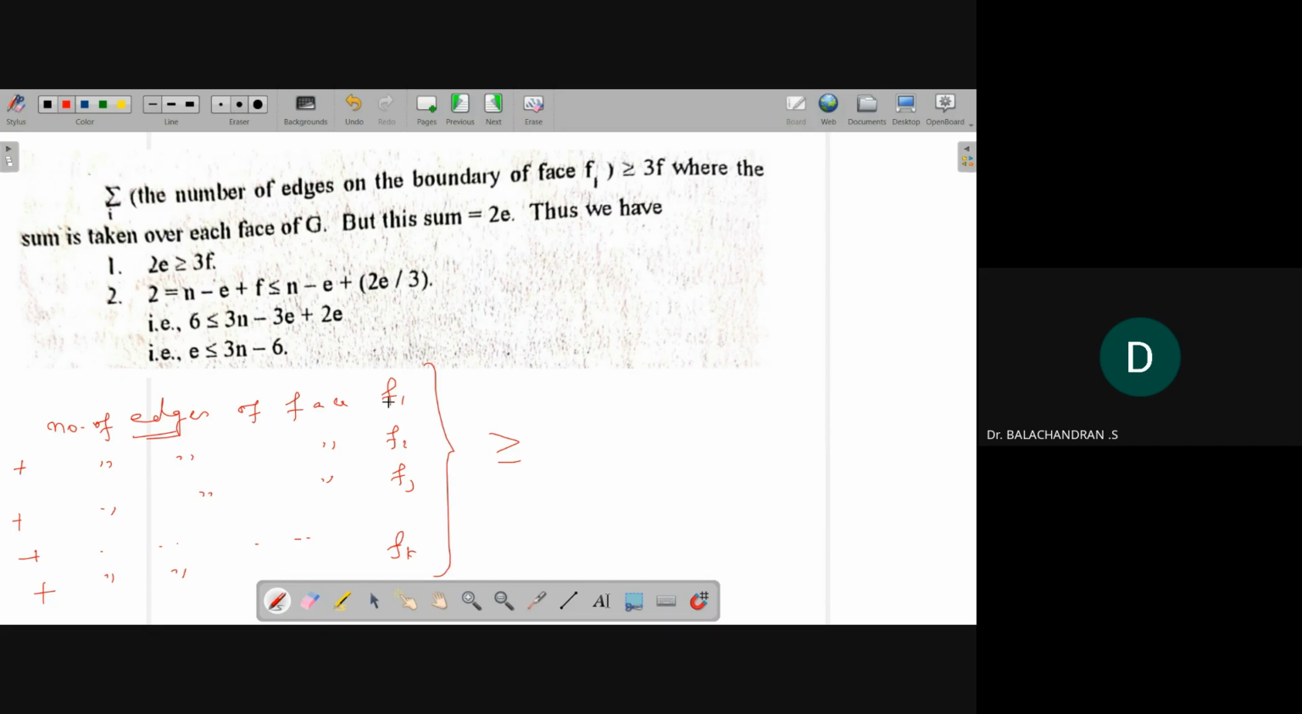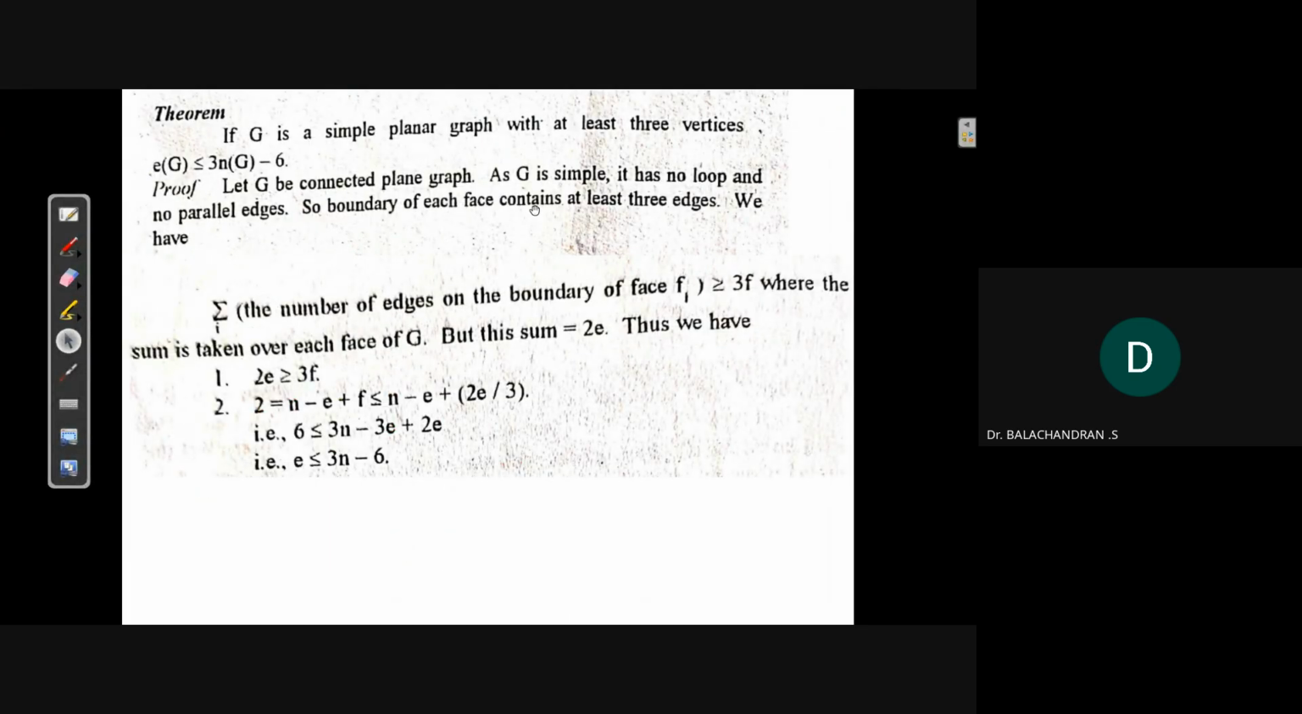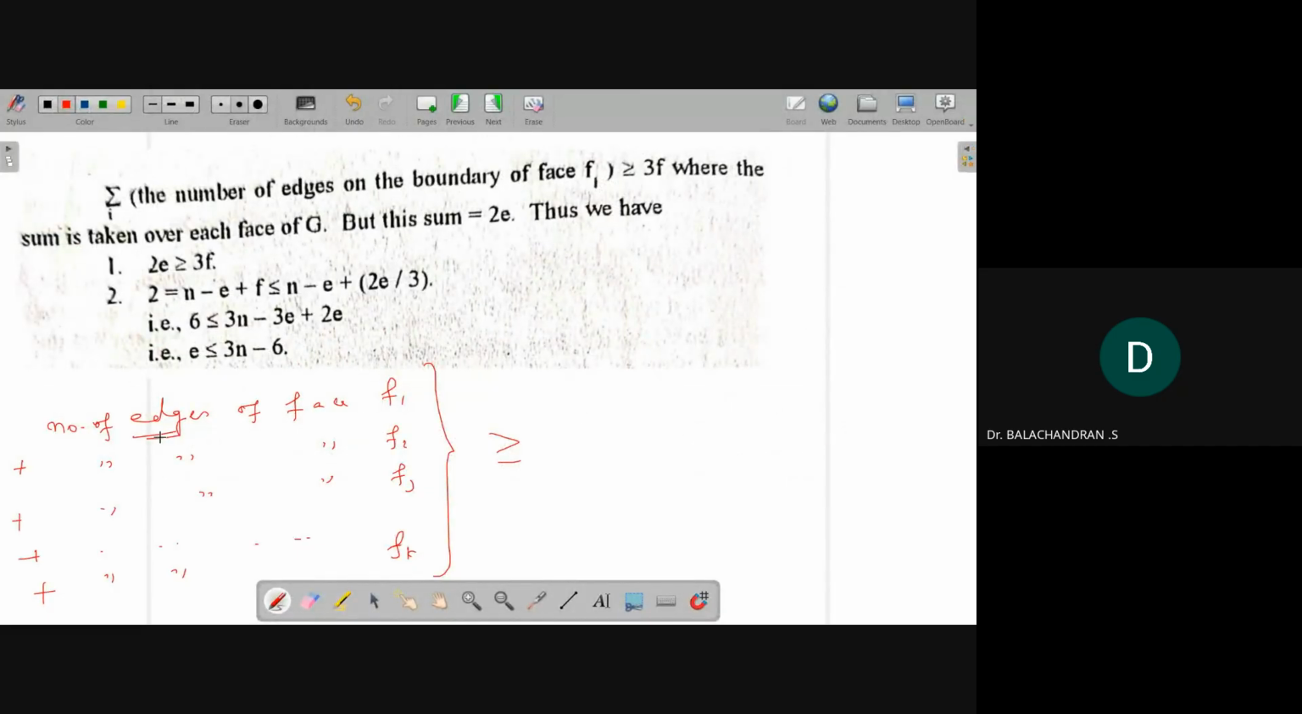But we know that the boundary of each face contains at least 3 edges. Using that idea, the boundary of each face is bounded by three edges. F1 is, so that's why I'll put greater than or equal to, minimum 3. So here also 3, F2 also 3, F3 also 3, minimum. So that's why I'll put plus. Finally, each one of them is 3.